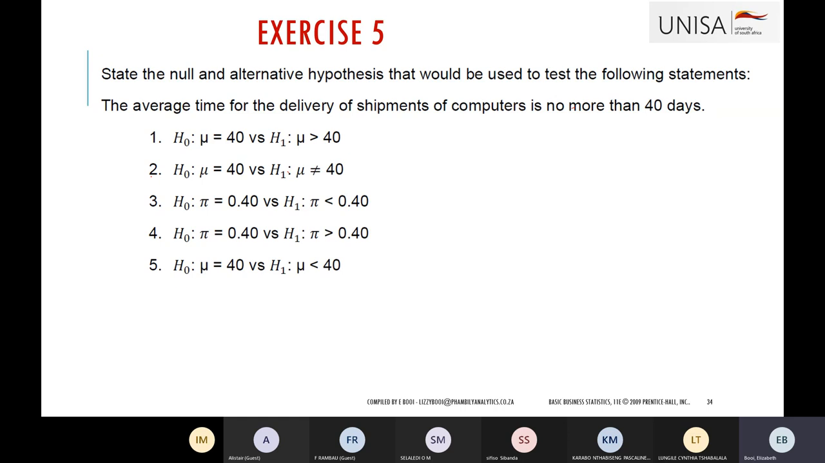So we need to be very careful because this is hypothesis testing. We need to state the hypotheses. No more than, our null hypothesis has the equality sign to it. No more than will be less than or equal to 40 days. The alternative, what the researcher wants to prove, is that the mean will be more than. So therefore, number one will be the correct one, because we always need to look at the alternative.